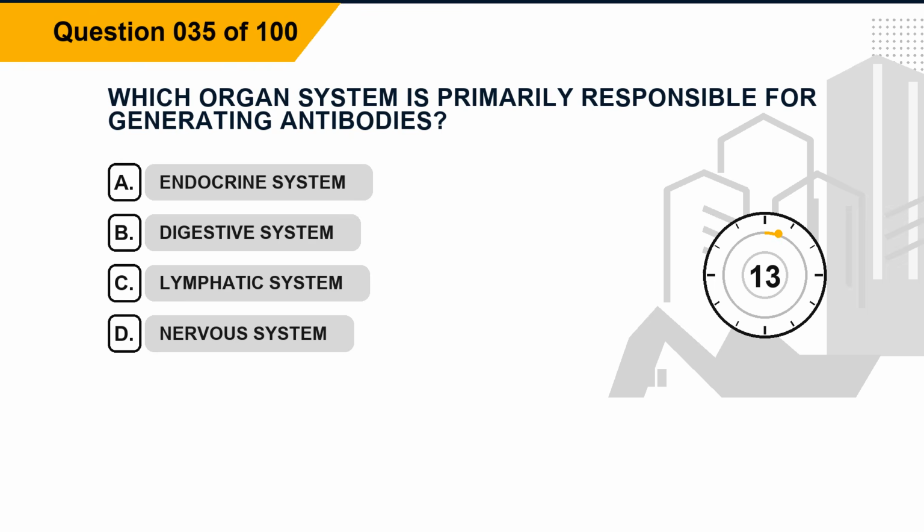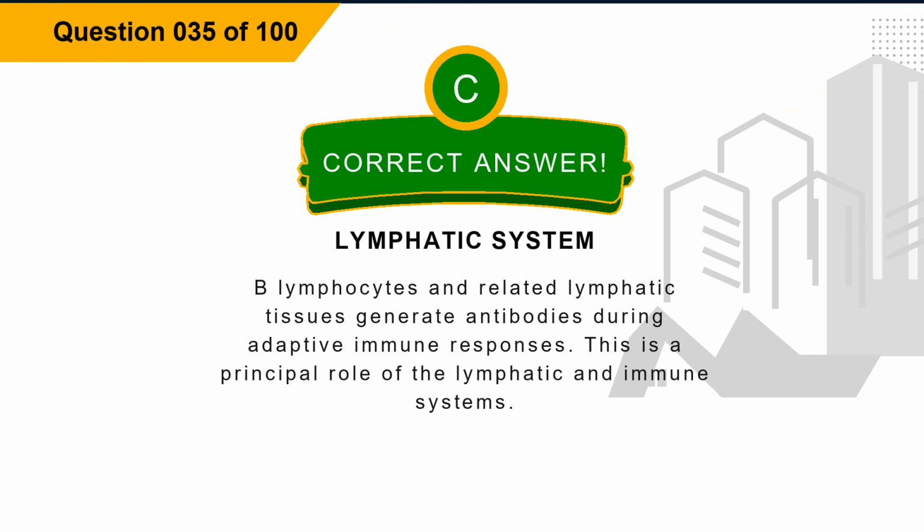Question 35. Which organ system is primarily responsible for generating antibodies? Option A, endocrine system. Option B, digestive system. Option C, lymphatic system. Option D, nervous system. The correct answer is option C, lymphatic system. Explanation. B lymphocytes and related lymphatic tissues generate antibodies during adaptive immune responses. This is a principal role of the lymphatic and immune systems.